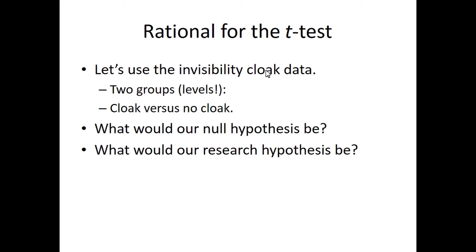If I am testing them, a good null hypothesis would be that the number of mischievous acts, which I can't spell that word, so we're going to say acts, for cloak is equal to no cloak. So basically the cloak has no effect on the acts of the participants. Okay, so equal, no differences. A good research hypothesis is that they're not equal.